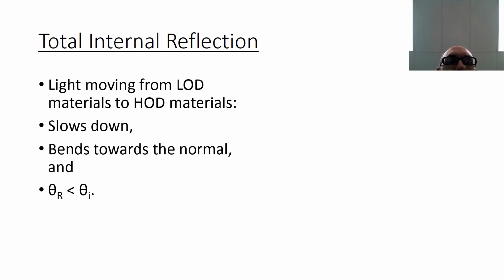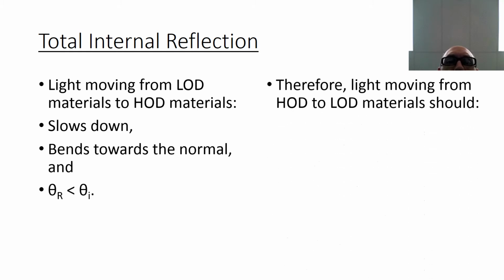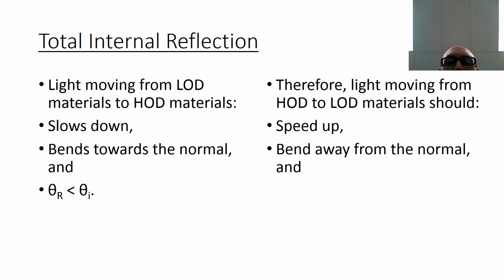So now we're going to contrast that with light moving from high optical density to low optical density materials. So we would expect the opposite. We would expect light to speed up. We would expect light to bend away from the normal this time, and that means that theta r, the angle of refraction, should be larger than theta i. So we're going to move on to the next slide in 3, 2, 1.